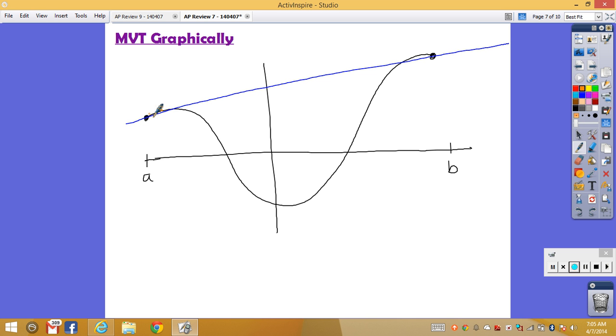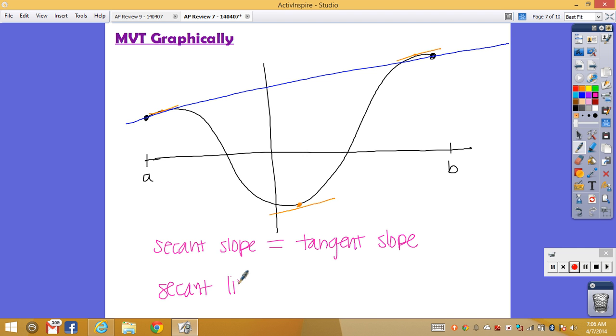So here's one that would be around the same. I would have another one probably here, and then I have a last one here. And remember, you're guaranteed one place. In this case, 3 of them occurred. So graphically, it states that the secant slope, which was in blue, is equal to the tangent slope. In this case, it happened 3 times. You're guaranteed 1. And the other way that we say that is the secant line is parallel to the tangent line.